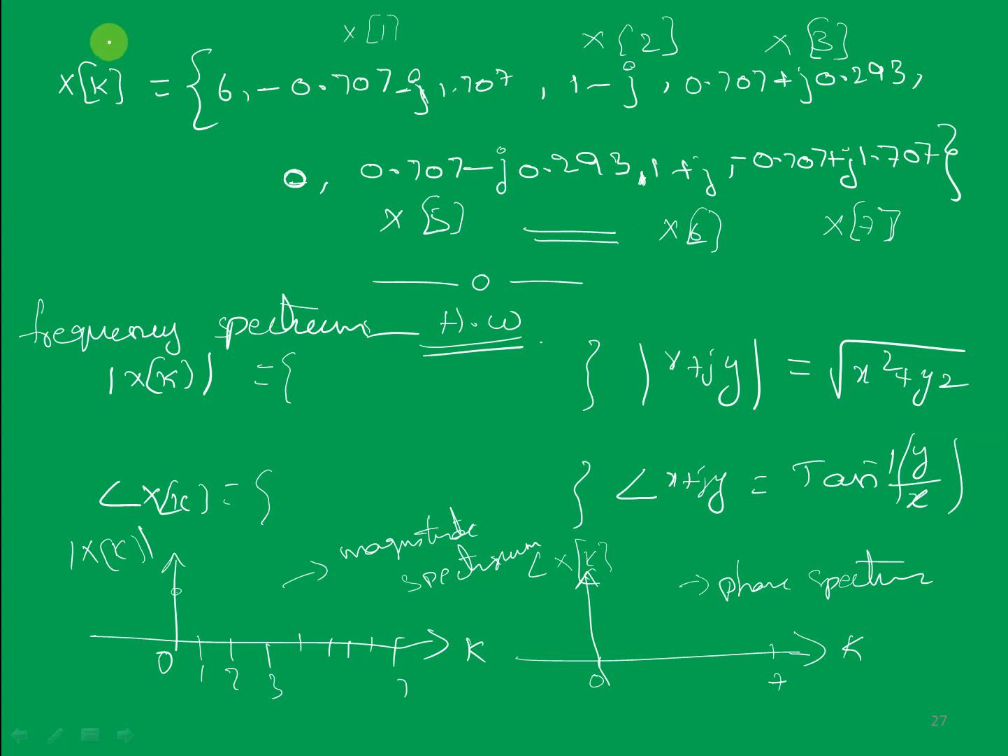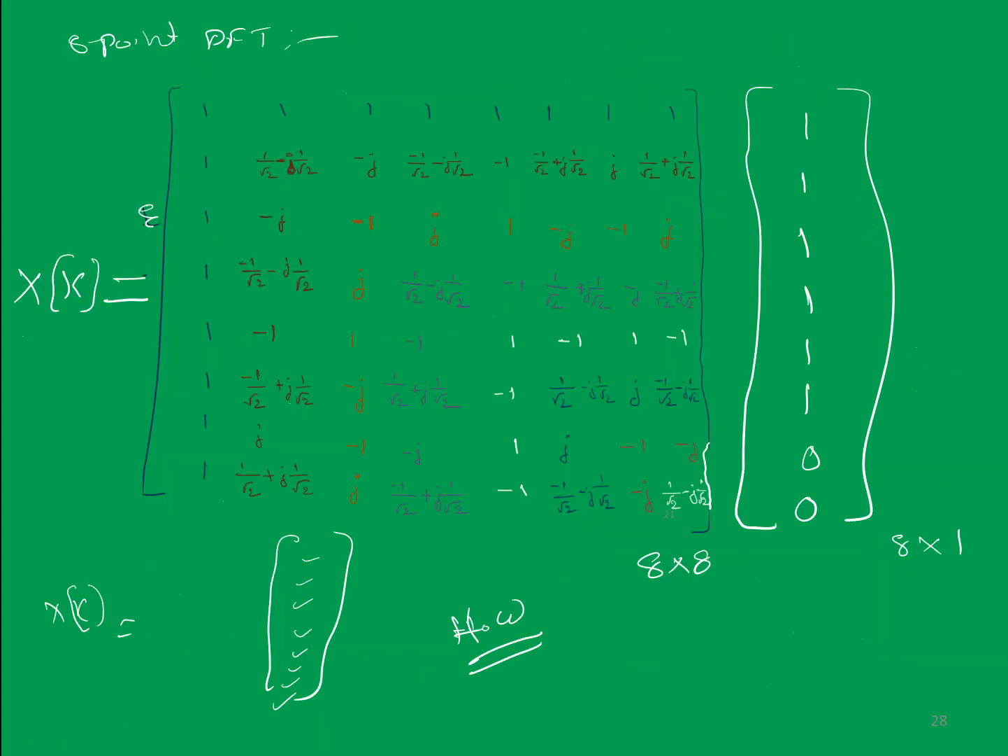Here you observe this is x of 4, the middle value. Apart from x of 0 and the middle value, observe the remaining x of 1, x of 2, x of 3. These are the complex conjugates of x of 7, x of 6, x of 5. In this way you can check the answer also. This is the alternate method to determine the 8-point DFT.